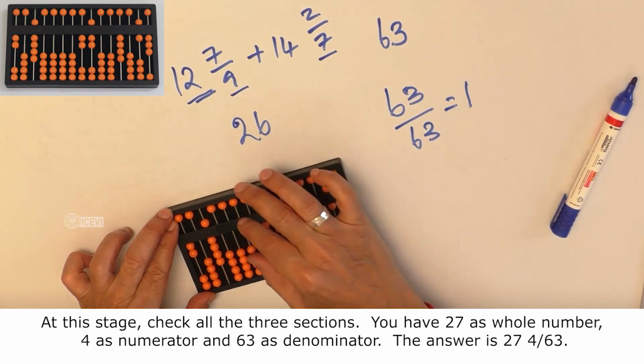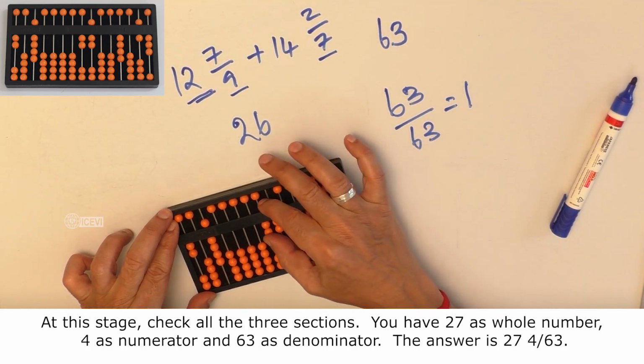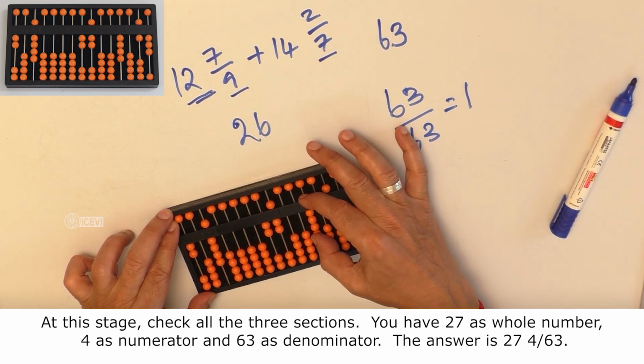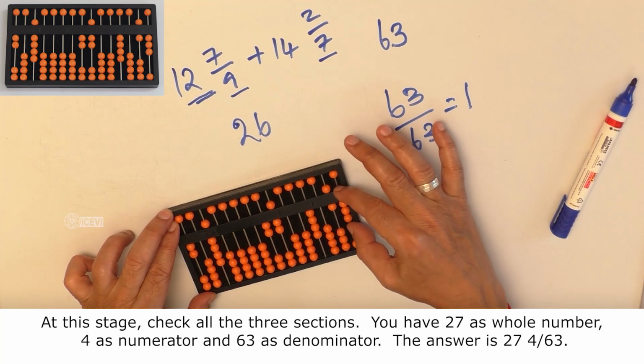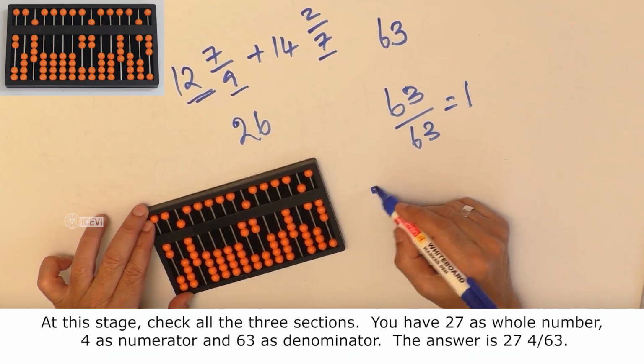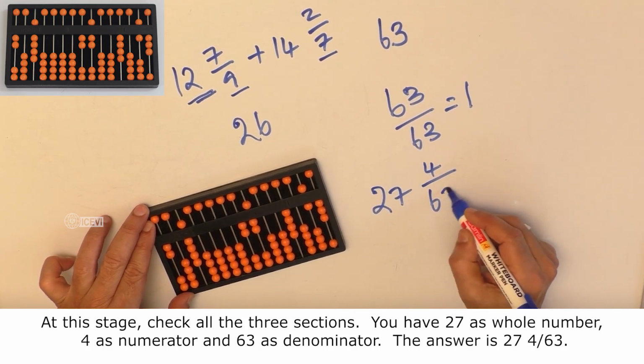At this stage, check all the 3 sections. You have 27 as the whole number, 4 as numerator and 63 as denominator. The answer is 27 4/63.